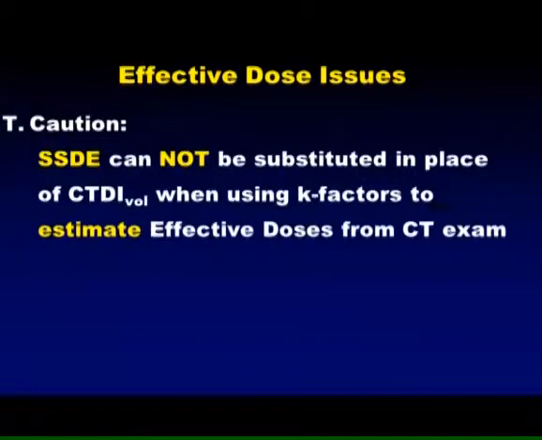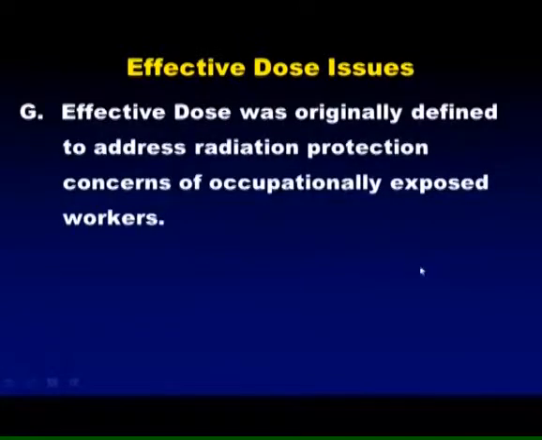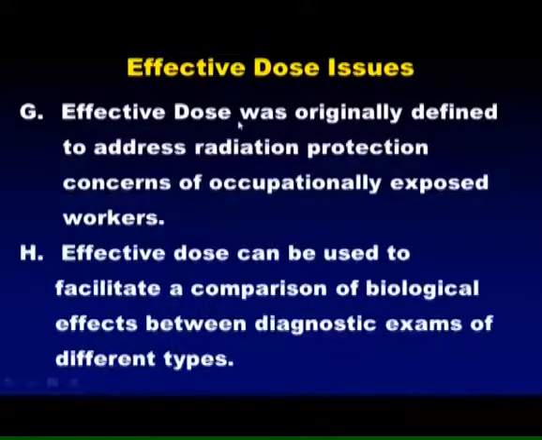Prior to SSDE, what was the trend if somebody wanted to talk about an individual patient dose? What did people do? They calculated effective dose. Okay? Well, how did they do that? They took CTDI vol, they looked up the right K factor, they took the product, and voila, they've got an effective dose. A lot of people did that. That's been published in a lot of places. What people tend to forget is that that's an inappropriate use of effective dose. Effective dose was originally defined to address radiation protection concerns of the occupationally exposed workers. It's not defined for patients.